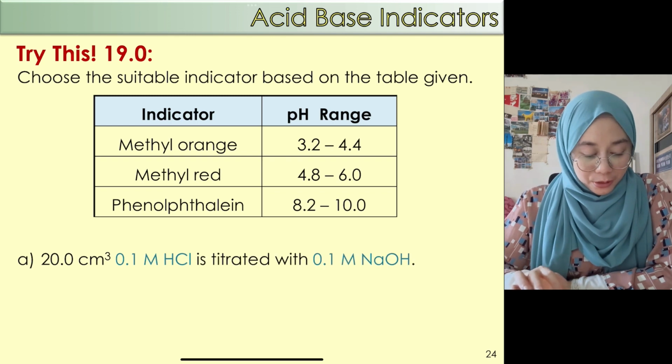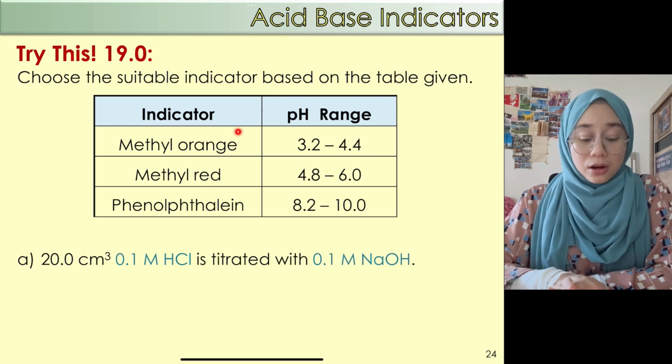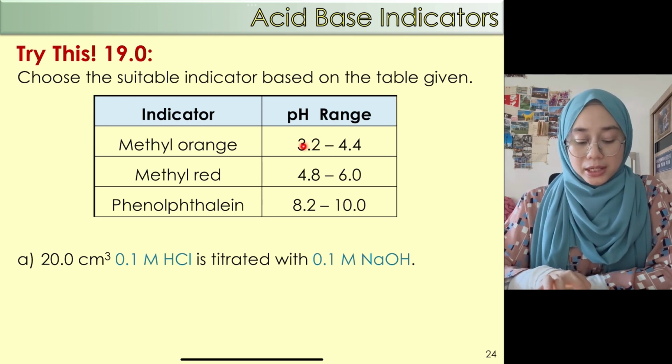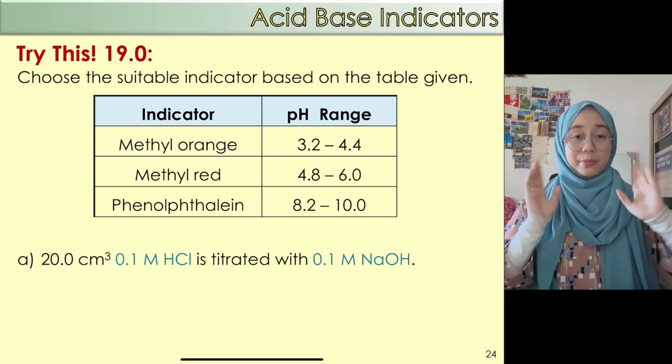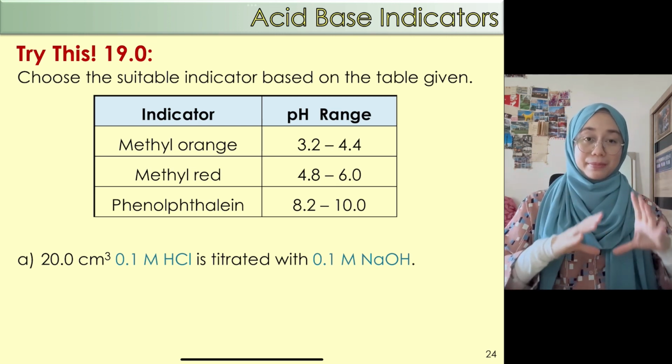Okay, right, so given to you here, class, there are 3 types of indicator. We have methyl orange, methyl red, and phenolphthalein. All these 3 have a different pH range, class. Methyl orange has a very low pH range. Meanwhile phenolphthalein, you can see its value is quite high. Methyl red is somewhere between those two, but more towards the lower part of the pH.